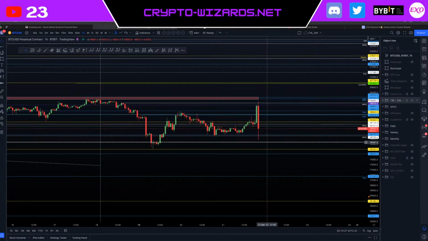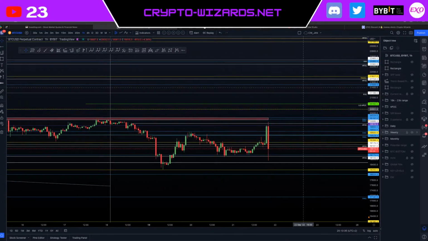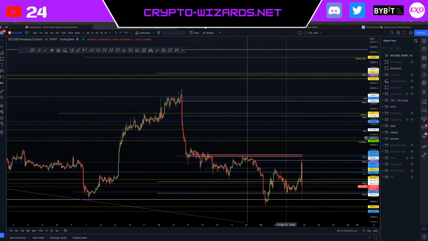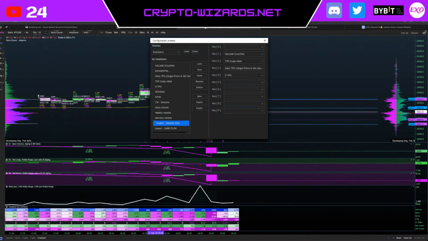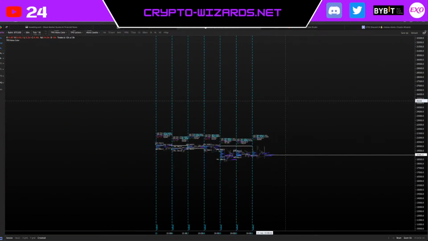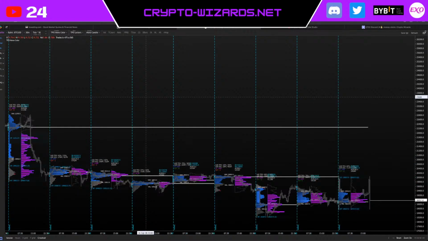We'll see what's going to happen, but the sign of strength for me would definitely be reclaiming these two dailies, 20,220. If we are able to reclaim this level, then locally I would be looking higher. Where higher? Well, let me go to the TPO. I need to update this template. I'm using the desktop version normally, but when I'm streaming I'm using the website.